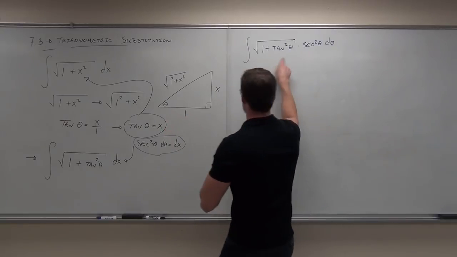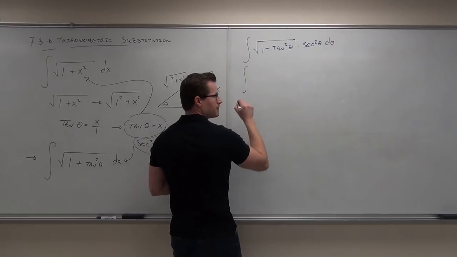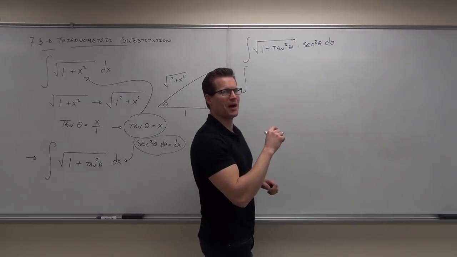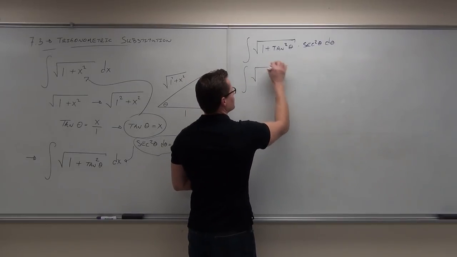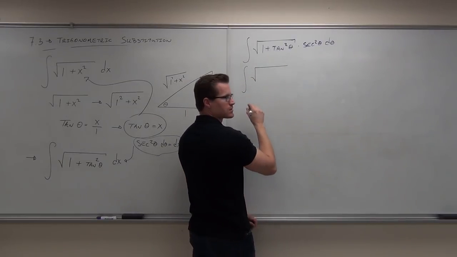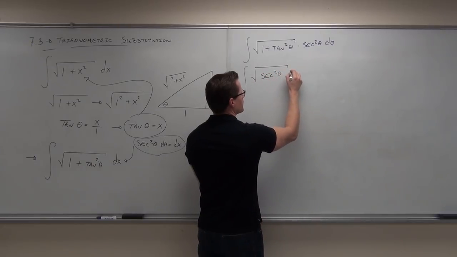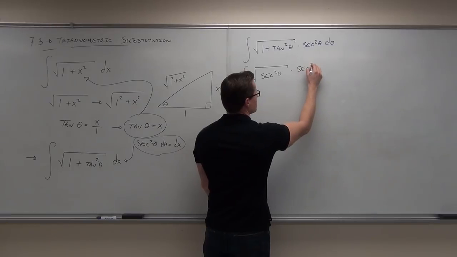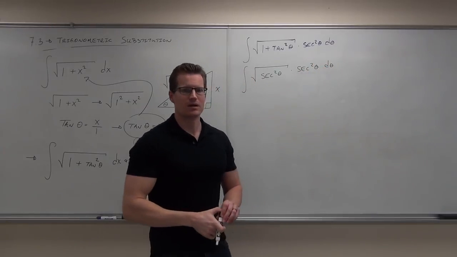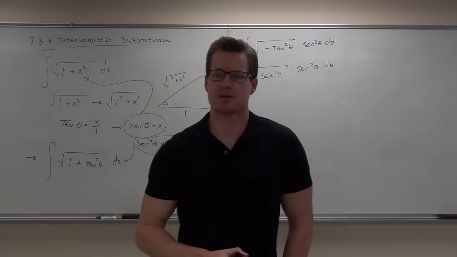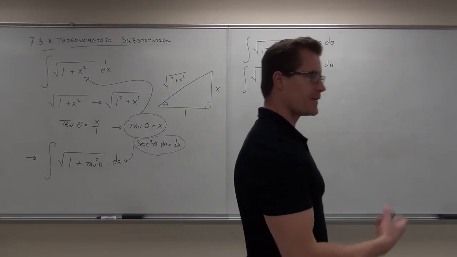So tell me, what is 1 plus tan squared theta? Okay, we do need to know that one. Do we have a square root still? Yeah. 1 plus tan squared theta is secant squared theta, times secant squared theta d theta. Give me something nice that happens. Square. Yeah, that's exactly right.